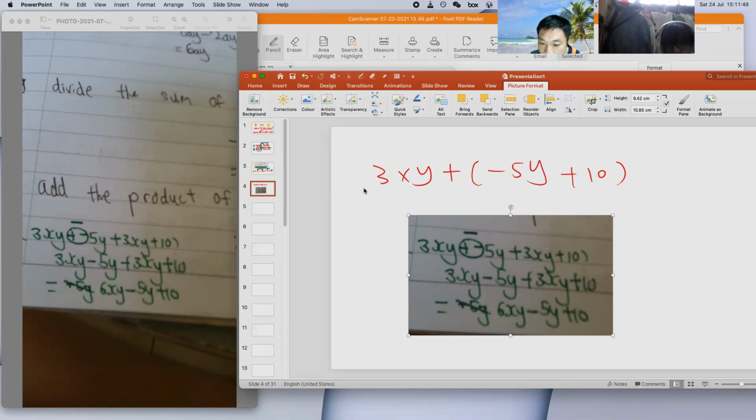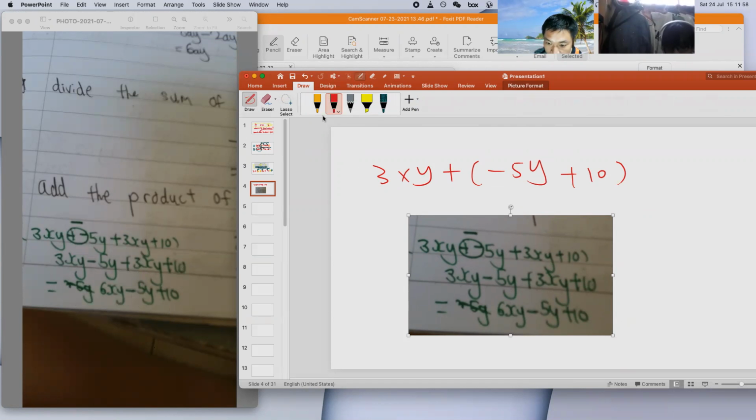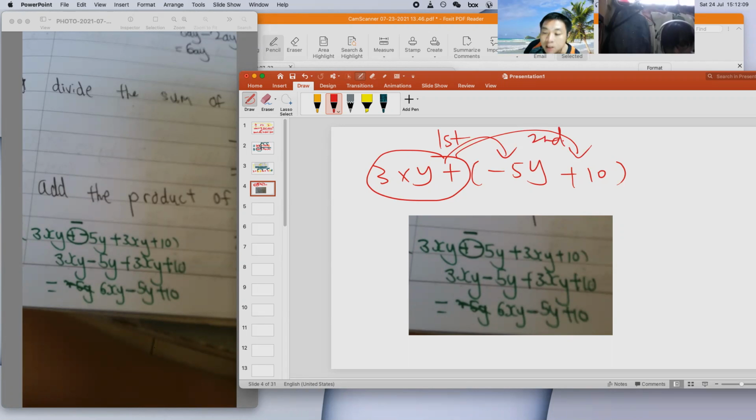I did 3xy plus. Yeah. So what you have done is, you are right. You have observed that you have done this already, right? Okay. Which is not supposed to be the case.